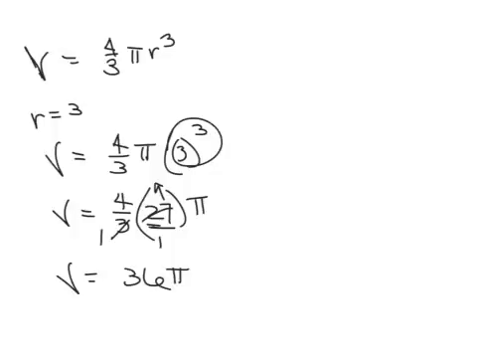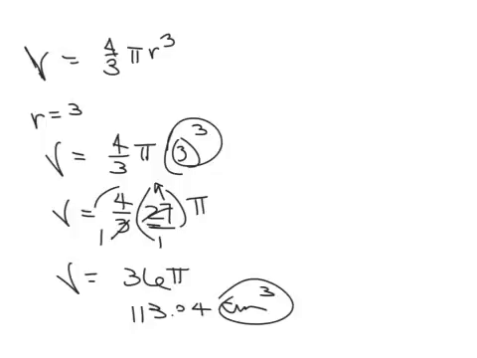And I'm happy with 36 pi for an answer. If you want to keep going, multiply by 3.14, and you end up getting 113.04. And it's in centimeters, so it would be centimeters cubed. It would be the unit of measure ending that.